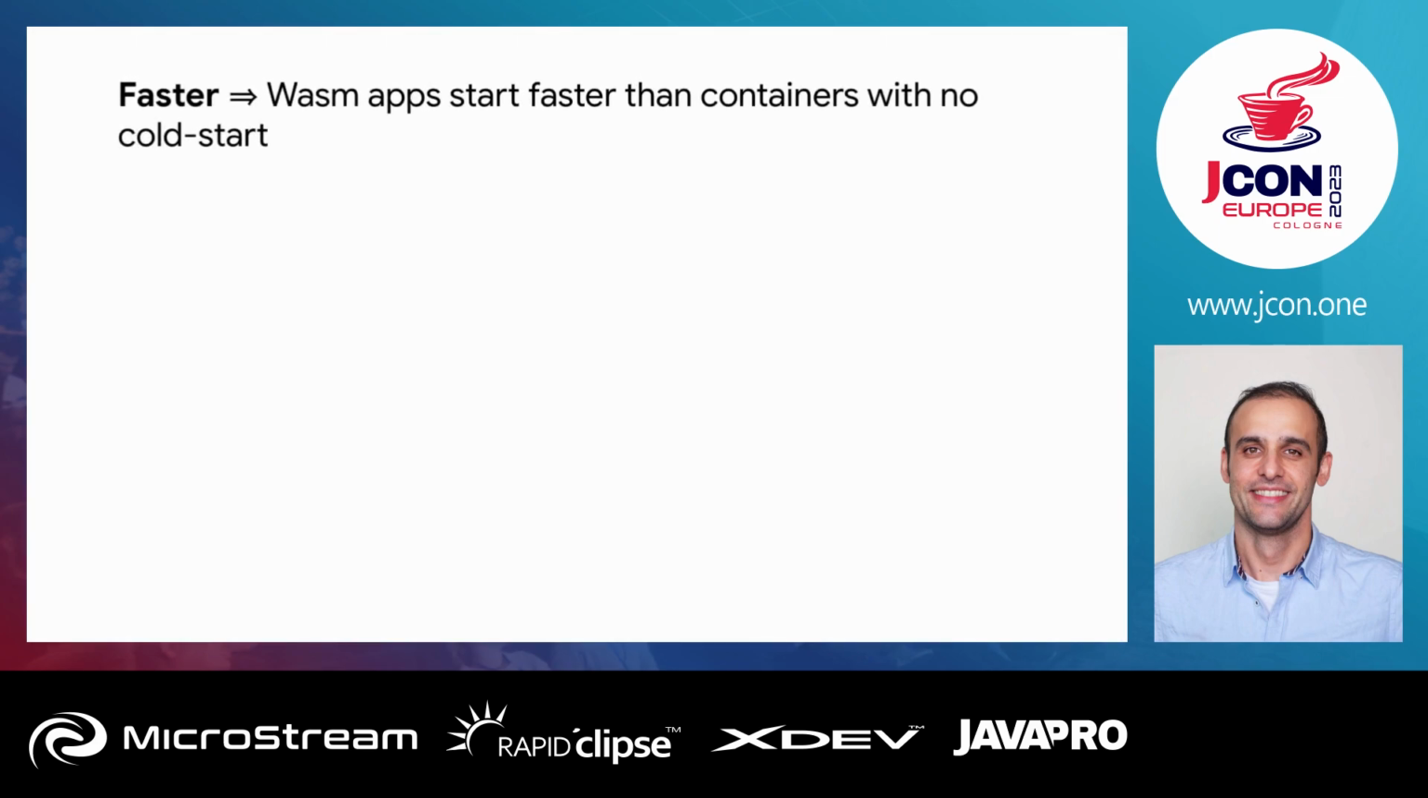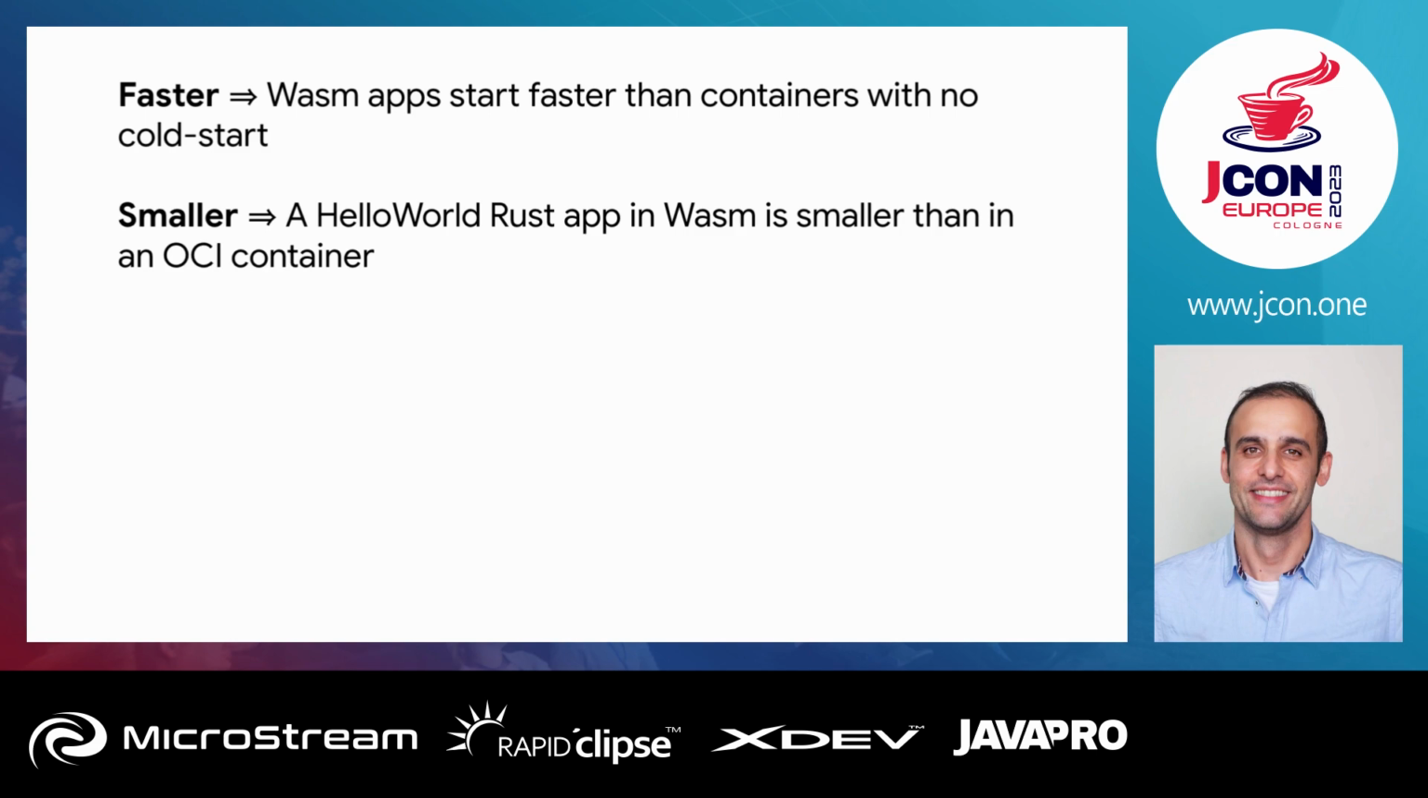Well, faster. WebAssembly applications typically start faster than containers with no cold start. And here I didn't put any numbers, because as soon as you put numbers like 10 times faster or 5 times faster, then people start asking questions, and it really depends on the use case and what you're trying to do. But typically, a container or even an AWS Lambda function needs hundreds of milliseconds to start serving. Whereas Wasm, it is tens of milliseconds typically. So that's the type of scale we're talking about. Smaller. So if you take a Hello World REST application and compile it to Wasm, it's typically smaller than running it in a container. And again, I didn't put numbers, but you can think of it as like 2-3x smaller. So that gives you an idea of how much smaller it is.